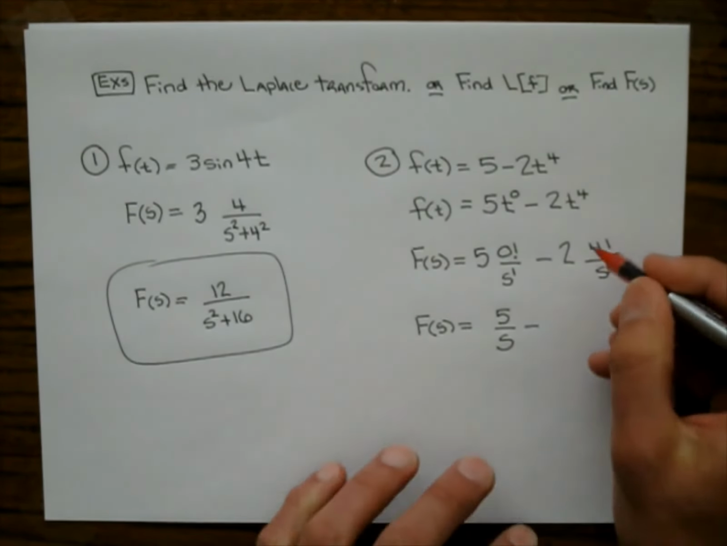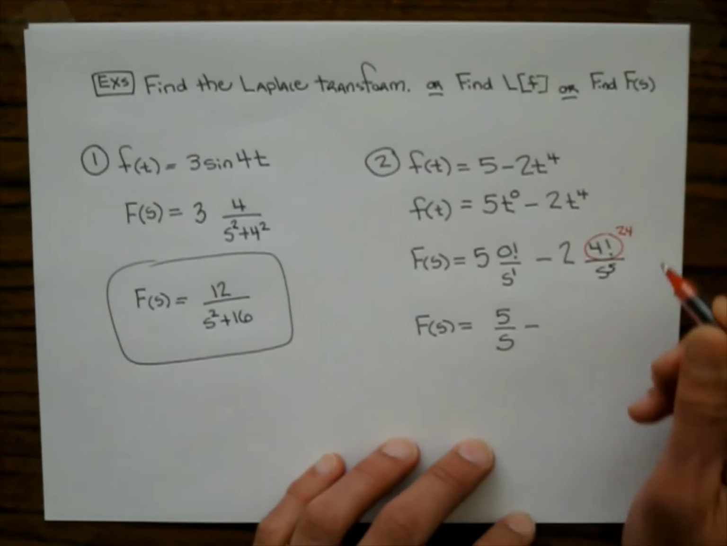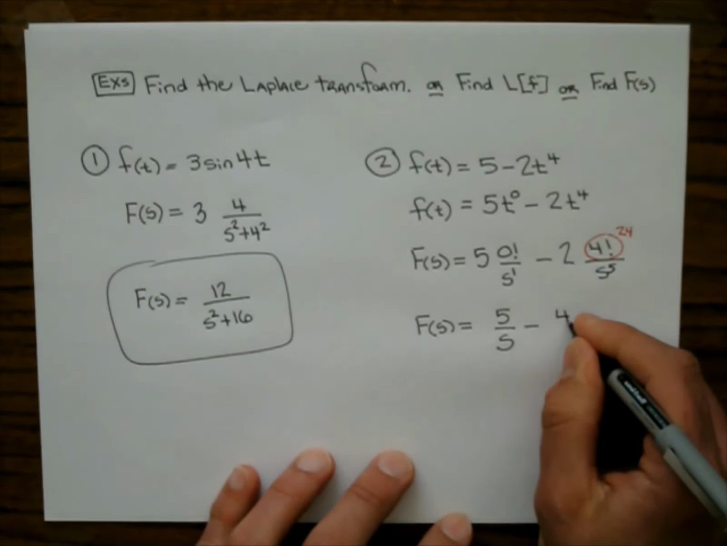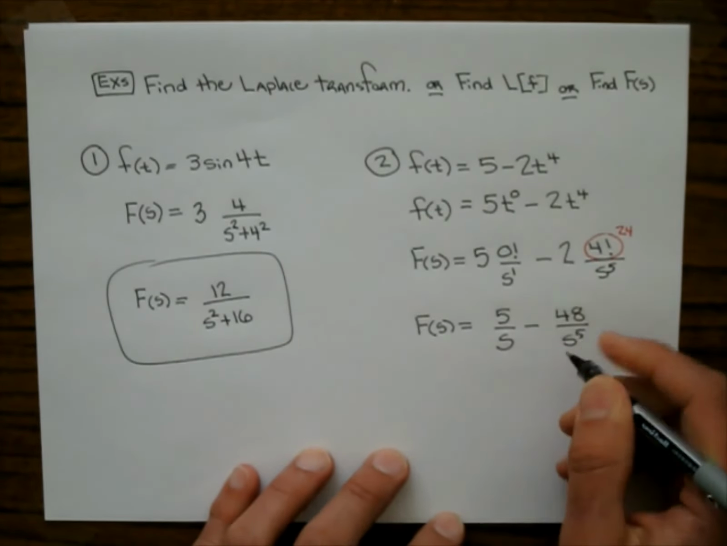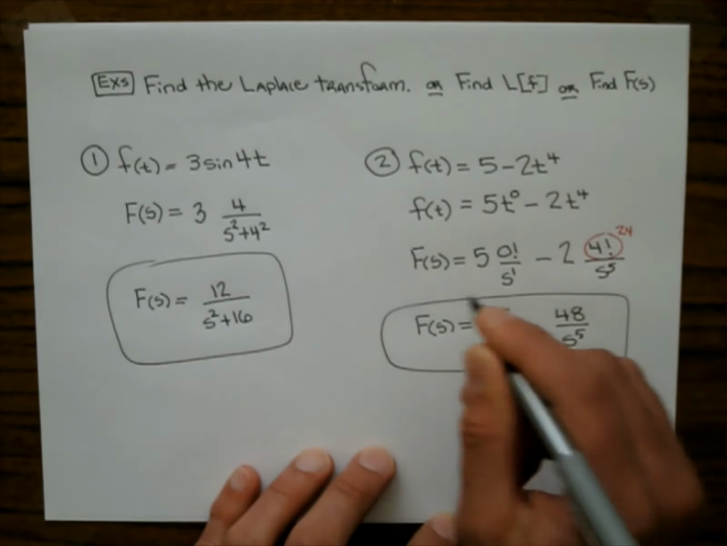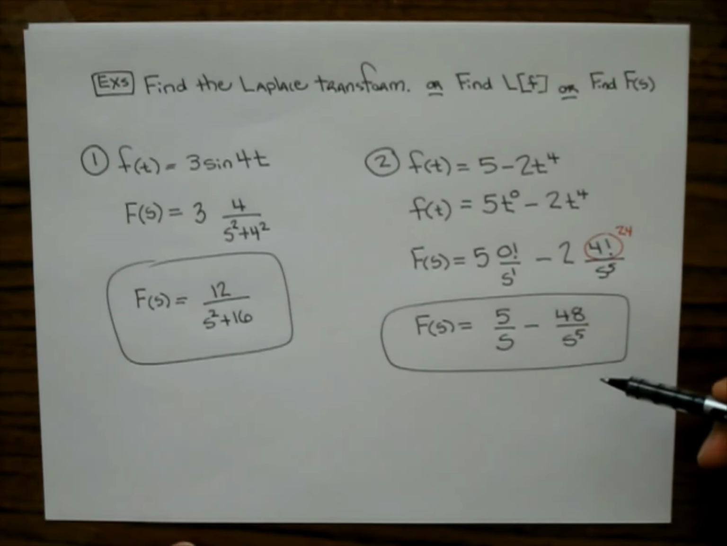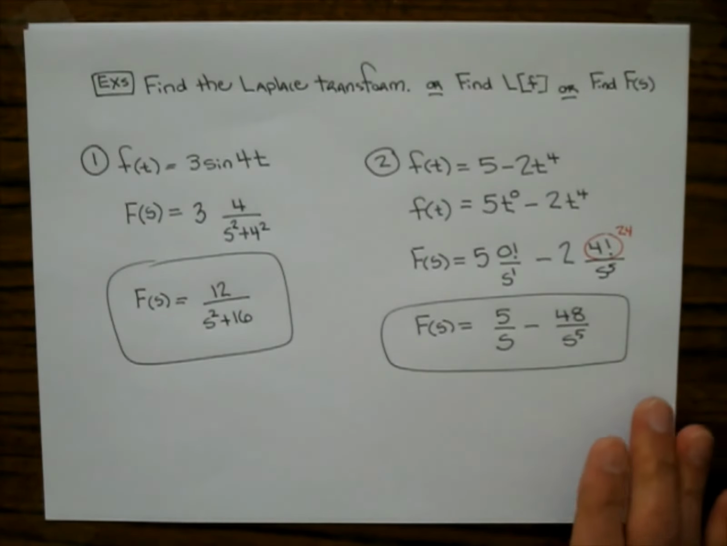So let me just point that out right here. This is so I don't have to write another step. 24 times 2 is 48, so I have 48 on the top, and then s to the 5th on the bottom. And it's hard to believe that this weird abstract math we're doing is going to help us solve differential equations. And it's going to be the preferred choice of solving differential equations for lots of engineers. Let's go ahead and do problem number 3.